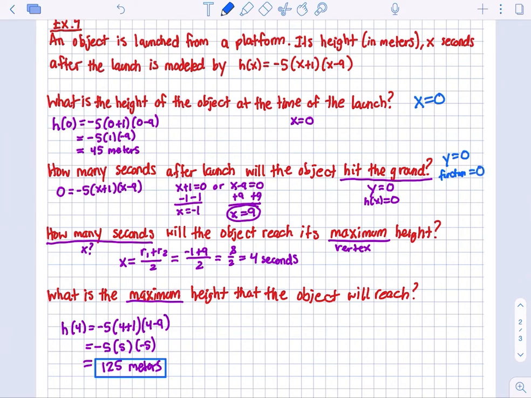The next one, it says how many seconds will the object reach its maximum height? This is where you find your vertex, and you only find your x coordinate. And then this one, you guys, what is the maximum height of the object? This is when you find your y value of your vertex.